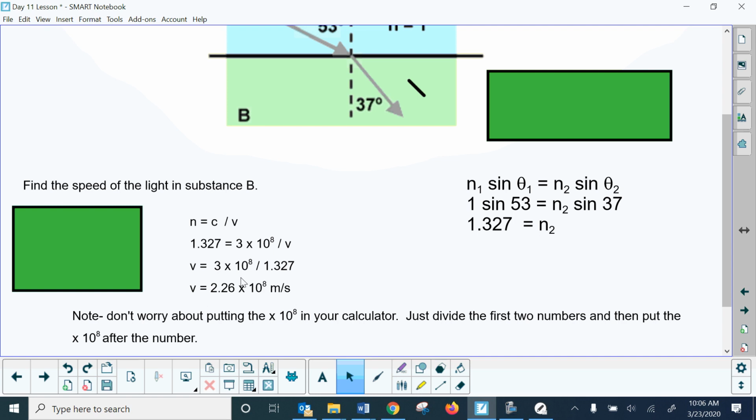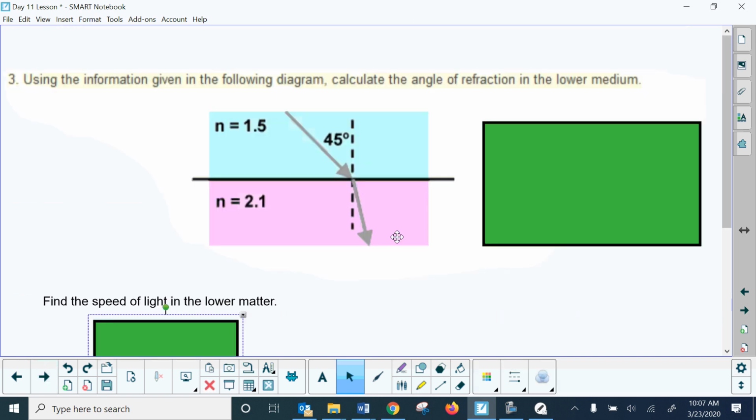Sometimes people have some difficulty with putting the times 10 to the 8th in their calculator. If you're having that difficulty, you can just leave the times 10 to the 8th off and just do the 3 divided by 1.327, and that'll get you the 2.26, and then after you get that first number, you just add that times 10 to the 8th afterwards. So that's what this note is trying to tell you. So if you're having some difficulty with that, you can use that kind of shortcut, and it'll still give you the right answer.